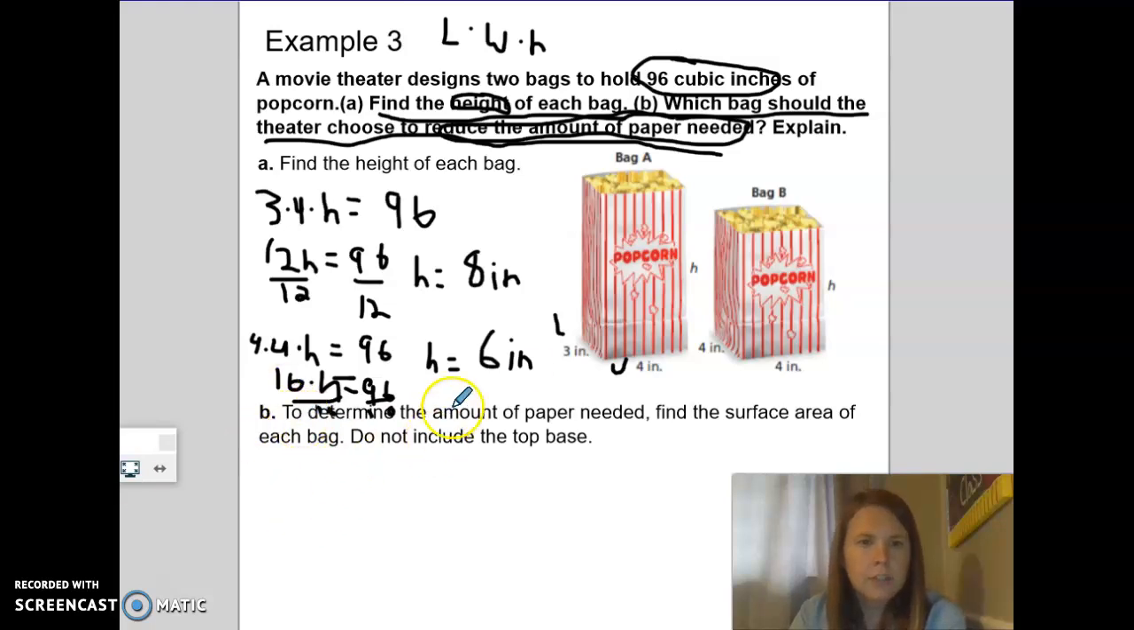So they want us to determine the amount of paper needed. Find the surface area of each bag. Do not include the top base. The biggest thing here is that we're going to go back and use that surface area formula, because that's what's going to tell us how much paper is used to create these bags. Just like when we watched that Brain Pop video about wrapping paper, that's just your surface area. Remember, the part that actually holds the popcorn is going to show me the volume.